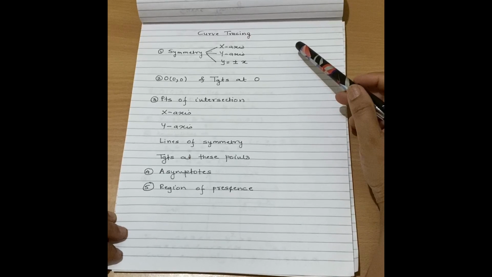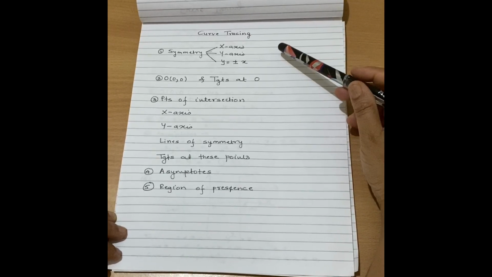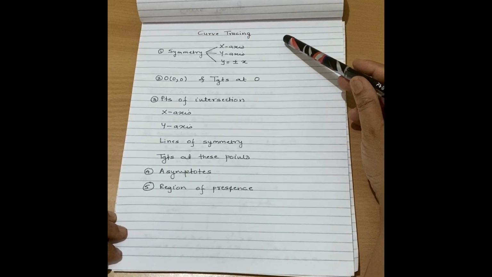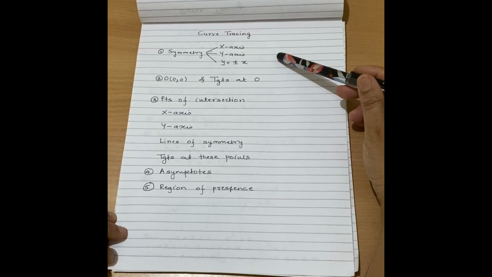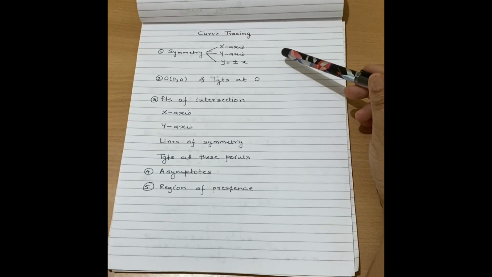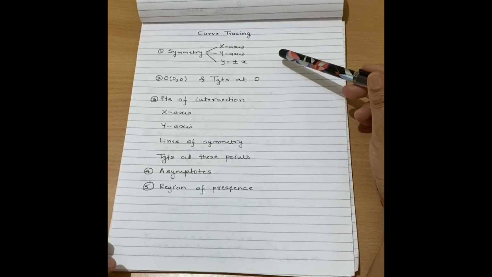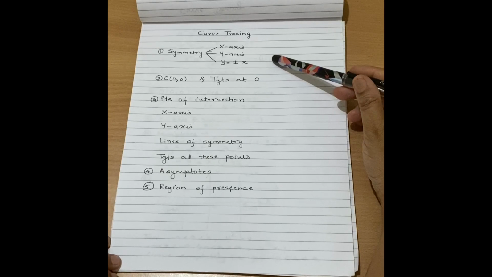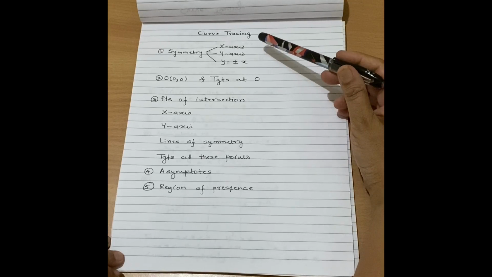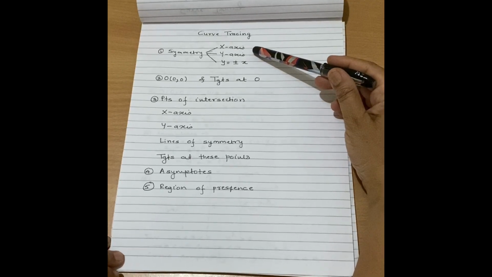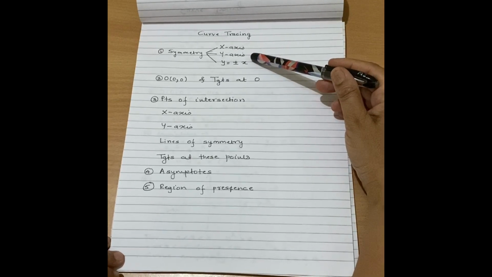Dear students, you all know the procedure for tracing a curve whose equation is given in Cartesian coordinates. Let us quickly revise the procedure for tracing the curve. So first, we would like to determine the symmetries of the curve. So we would like to know whether the curve is symmetric about the coordinate axis, namely x-axis, y-axis.